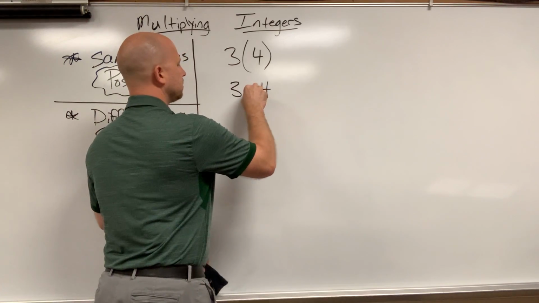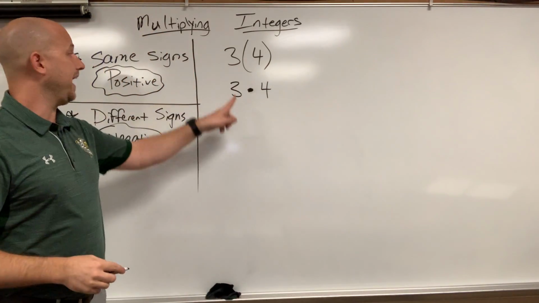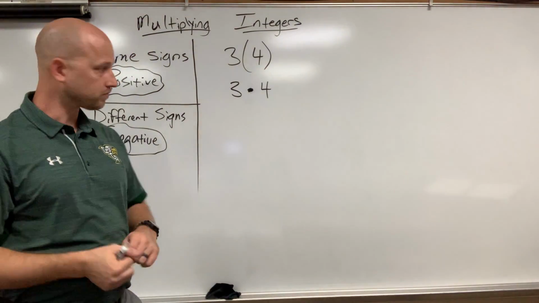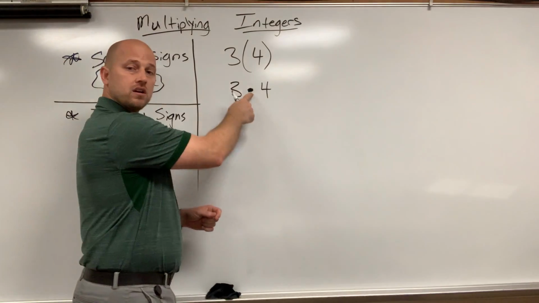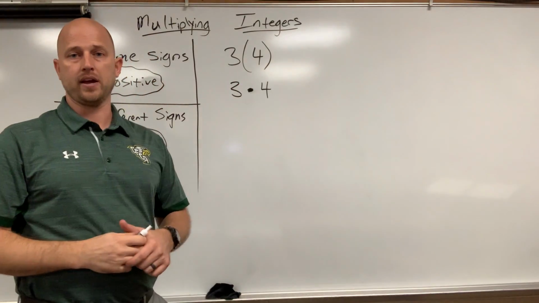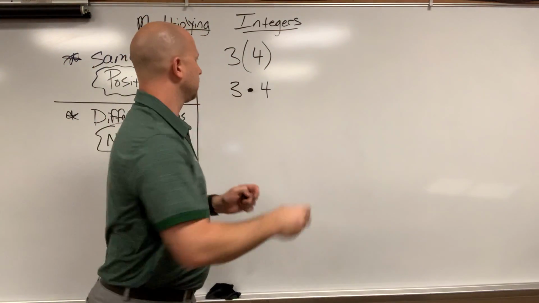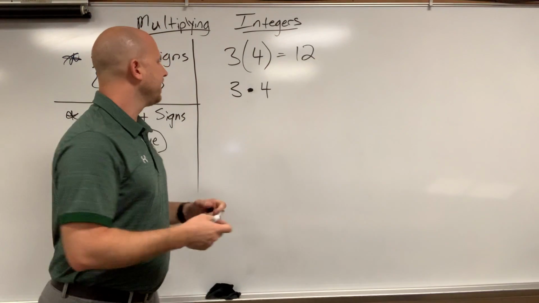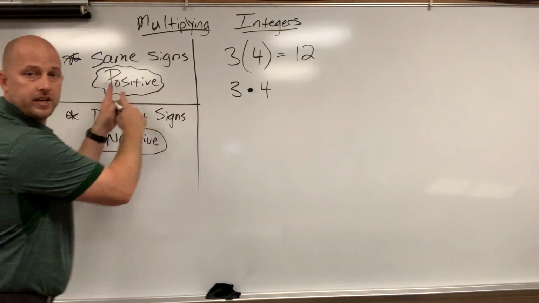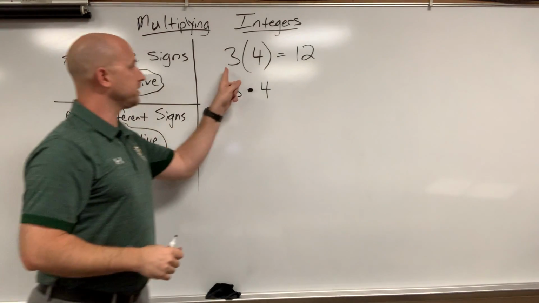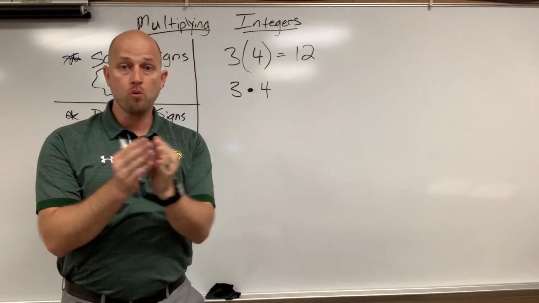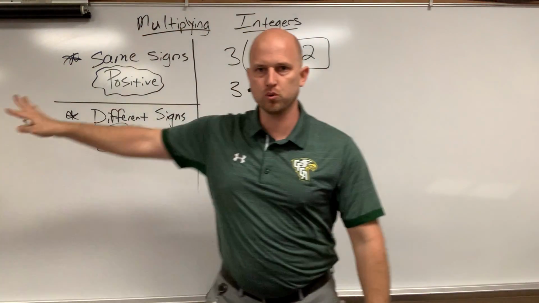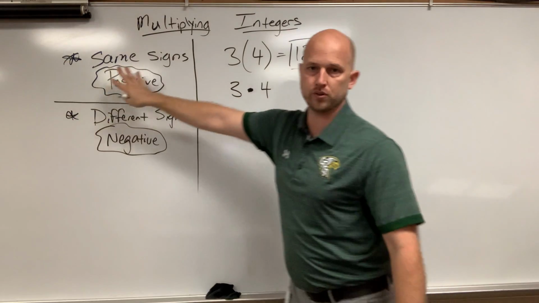What I do use is a multiplication dot, and I use parentheses, okay? When you have a number next to a parentheses, this is multiplication. When you have two numbers with a dot, this is a multiplication dot, that is also multiply. So let's think about it: 3 times 4. We know 3 times 4 is 12, one of our common times tables. But these rules, same signs are positive. 3 is positive, 4 is positive, so when you multiply them together, you get a positive answer. So we've been doing this rule all along without realizing it.